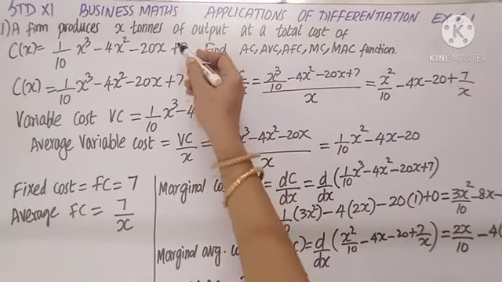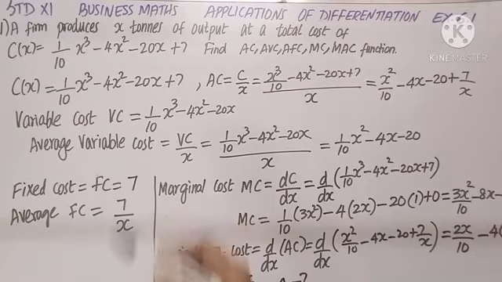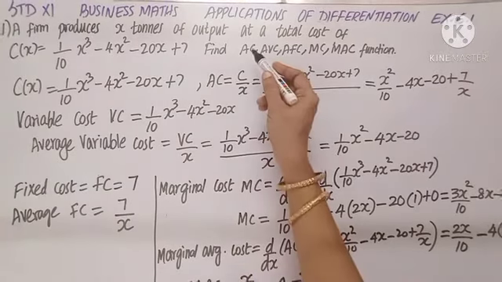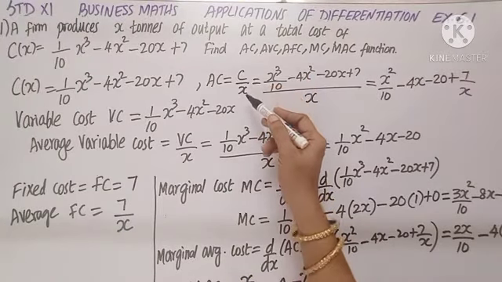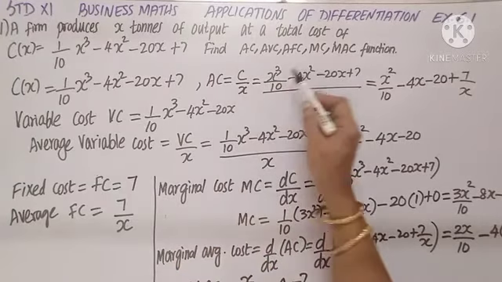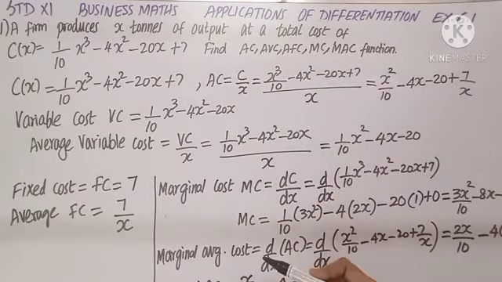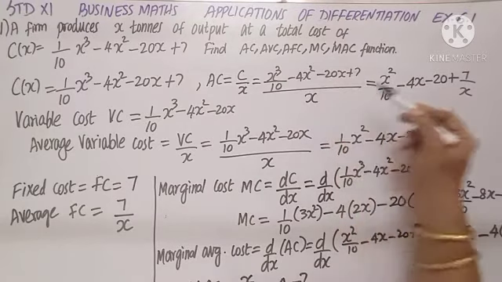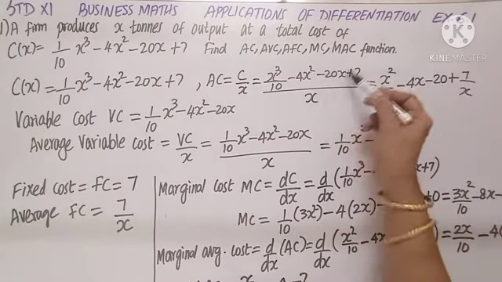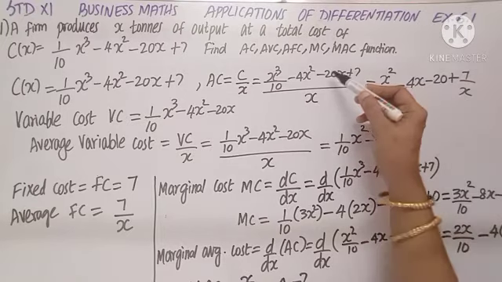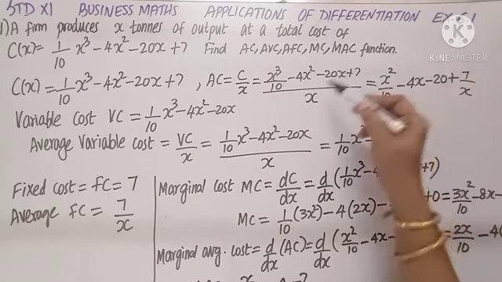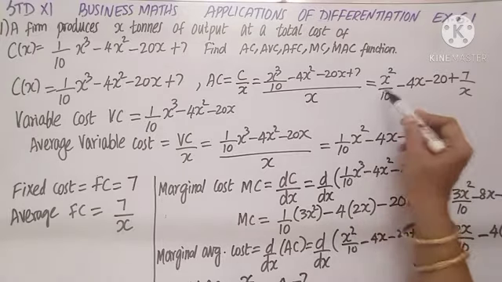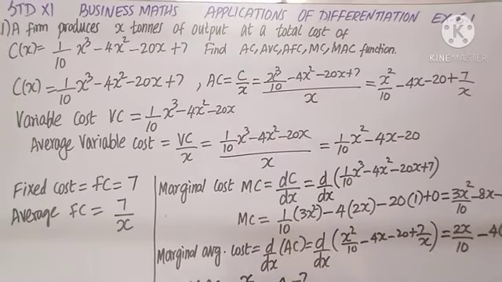The given question as we take C of X. Average cost, the formula is C by X. Every term divide by X. X cube by X, X square by X, X by X cancels, giving us only the 20 here already. 7 by X. This we call average cost.